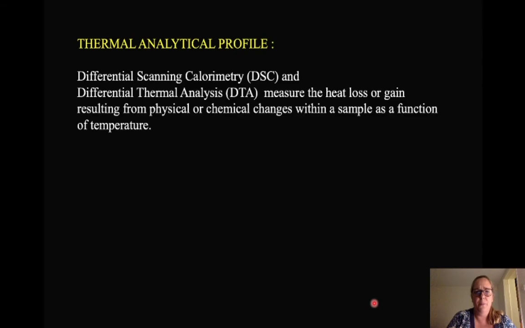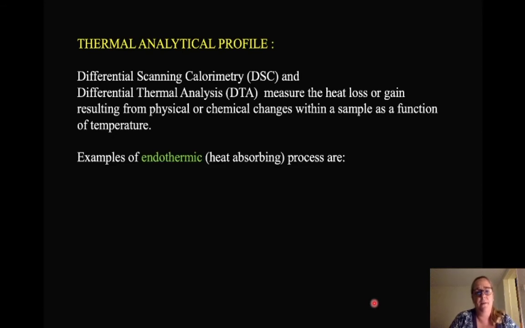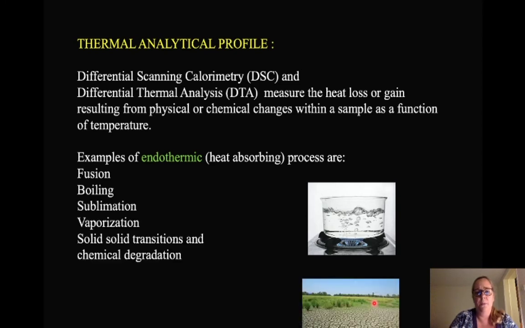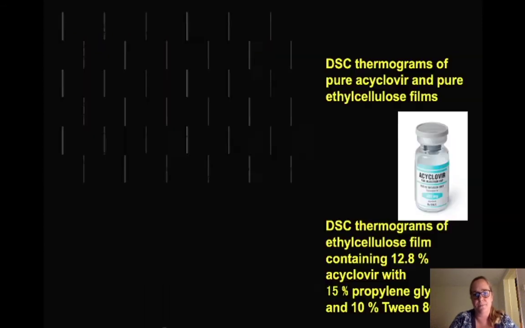The thermal analytical profile, so DSC and DTA, measure the heat loss or gain resulting from the physical chemical changes within a sample as a function of temperature. Examples of that are endothermic, heat absorbing processes, like fusion, boiling, sublimation, vaporization, solid transitions, and chemical degradation. Exothermic processes are crystallization or degradation.